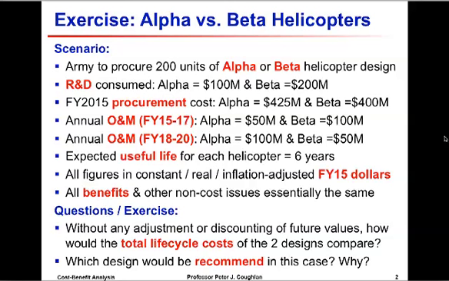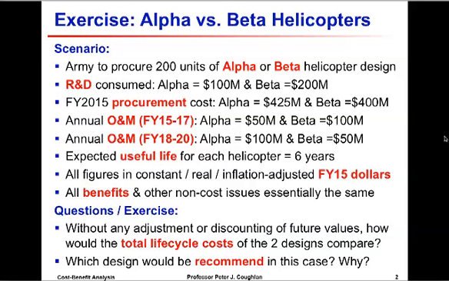In this scenario, the idea is that suppose the Army is going to procure 200 units of a helicopter design, and the purpose of the cost-benefit analysis is to decide which of two designs should be chosen. You are told that the R&D consumed so far is $100 million by Alpha and $200 million in the Beta project. You're also given the procurement cost; the first year in which you will actually be purchasing and using these helicopters is FY 2015. And you're given the annual operating and maintenance budget.